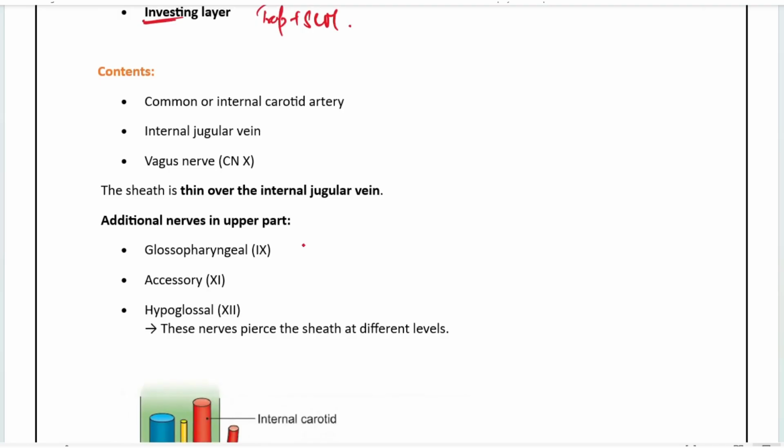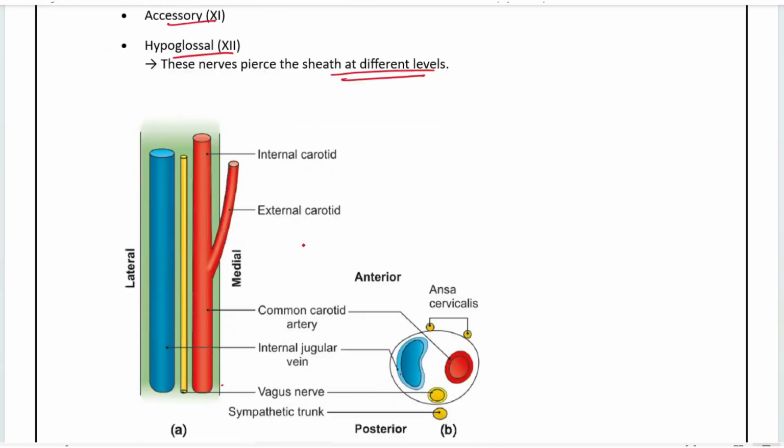Coming to the contents, we have the common carotid or the internal carotid artery, the internal jugular vein, and the vagus nerve. This sheath is thin over the internal jugular vein. This is a point. Okay. Then we have additional nerves present in the upper part, that is the glossopharyngeal, accessory, and hypoglossal. These nerves will pierce the sheath at different levels. Now we'll see the diagram.